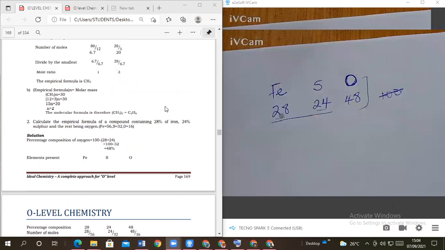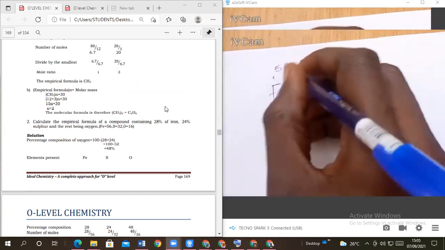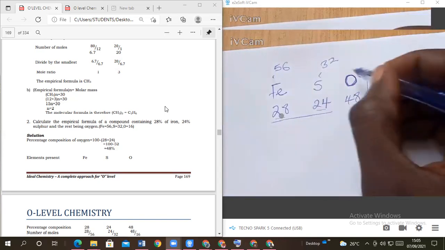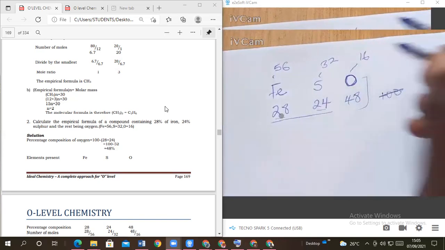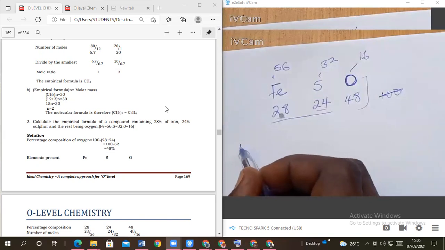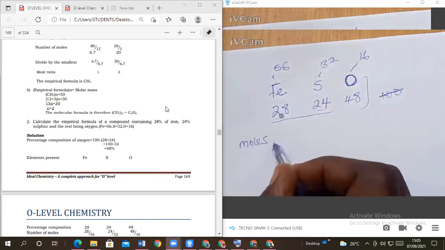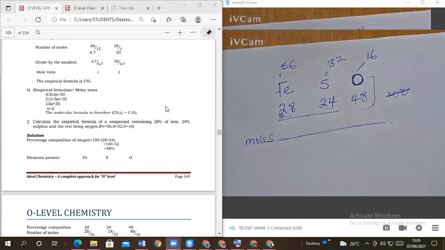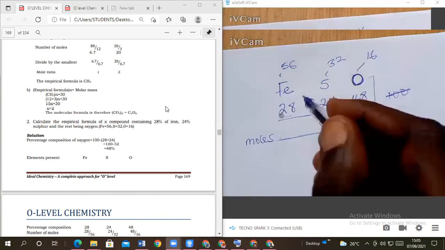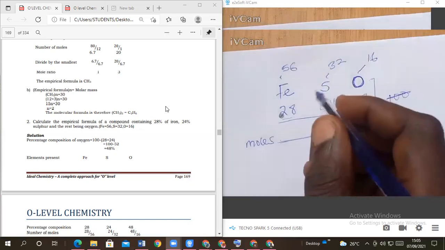So let's continue. If iron is 56, sulfur is 32, oxygen is 16, get for me the moles here. What are the moles of iron? To 3 decimal places.